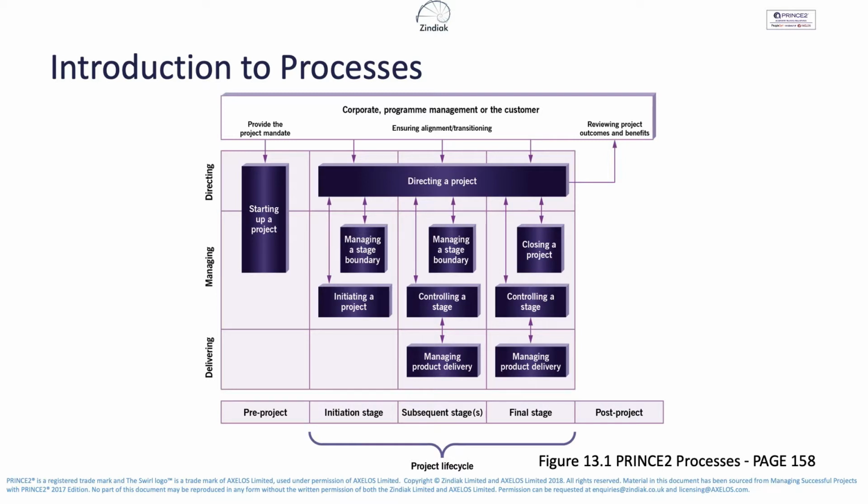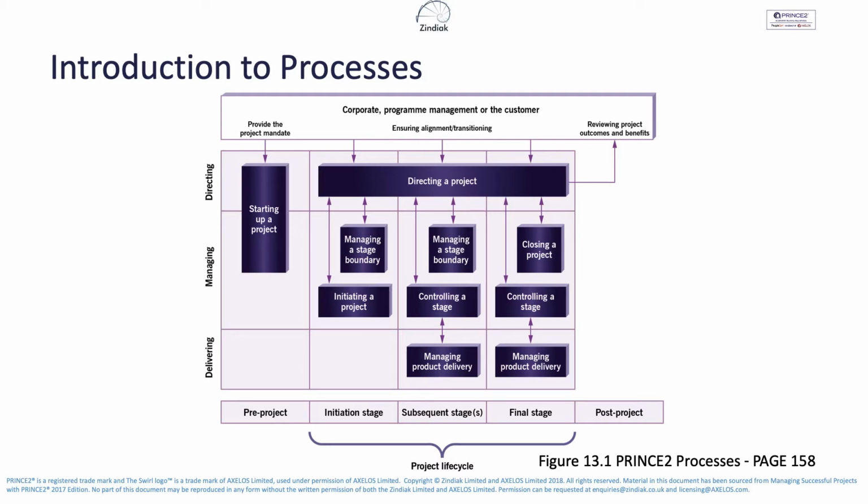Sitting above those controlling a stage processes is directing a project. That's the project board's responsibility to direct the project to ensure good governance of the project. And below the controlling a stage, below the managing a project layer, we've got the delivering layer where we have managing product delivery, that's where the delivery team sits. So we've got the 3 layers, directing, managing and delivering. Directing done by the project executive, managing by the project manager and delivering by the delivery team.